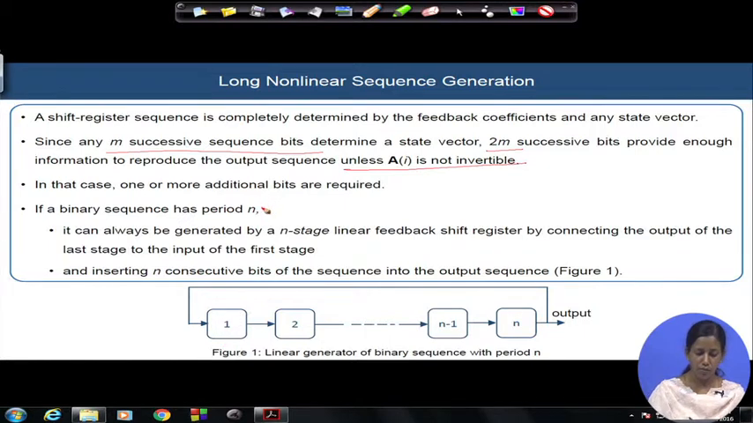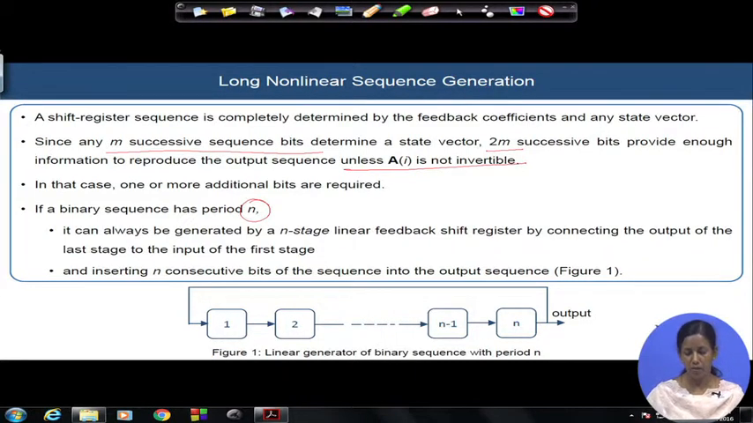So, a binary sequence which has a period of, say, n can always be generated by some n-stage linear feedback shift register, by connecting the output of the last stage to the input of the first stage as shown in this figure 1, and by inserting the n consecutive bits of the sequence. This is very fundamental: if there are n stages of feedback because the period is equal to n, I put n memory stages here, connect the output to the input directly, and insert the n consecutive bits of the sequence that we have observed.